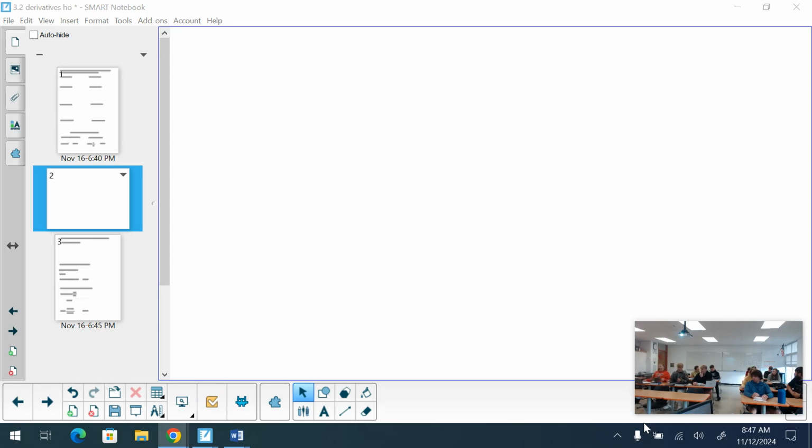Limit as h approaches 0 of f of x plus h minus f of x all over h. You can utilize that one, or you can use limit as t is approaching x of f of t minus f of x over t minus x. Either one is acceptable. Either one will get you where you need to go.